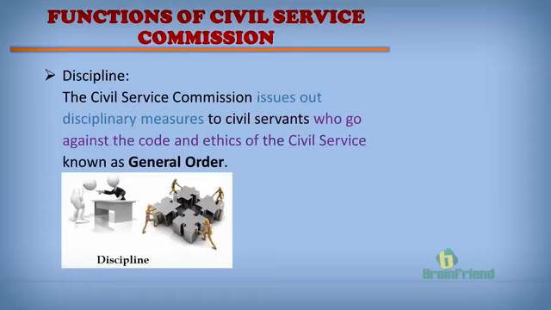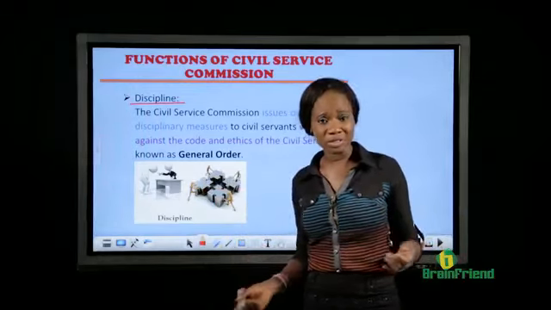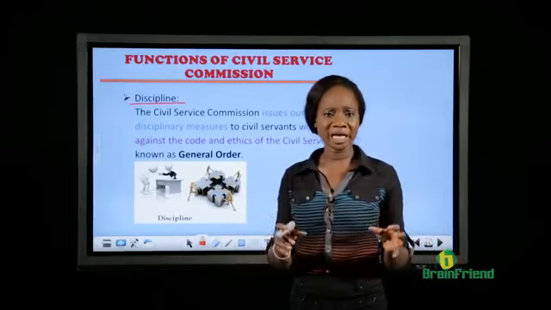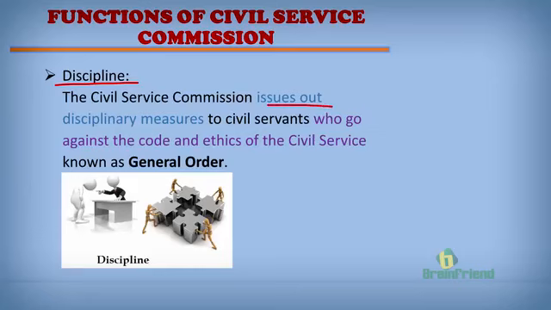Another function the Civil Service Commission carries out is discipline. We know discipline comes as a result of when one does wrong or goes against certain rules. And in civil service, there are some stipulated rules and regulations, codes of conduct, or terms and conditions that are given to bind or to guide the activities of the civil servants. Now, this Civil Service Commission issues disciplinary measures to anyone that goes against these codes of conduct or these codes and ethics of the civil service, which is also known as general order. And so the code and ethics or terms and conditions in the civil service is known as general order.